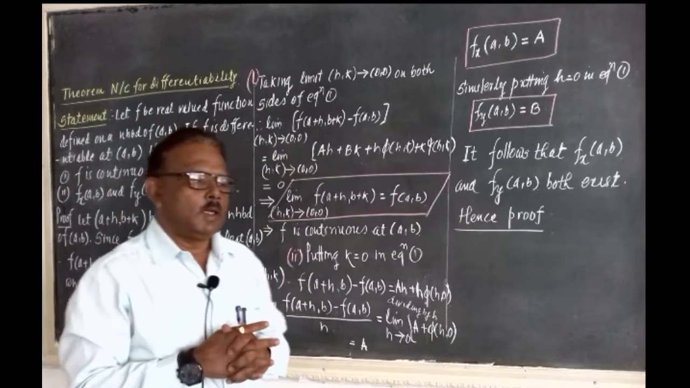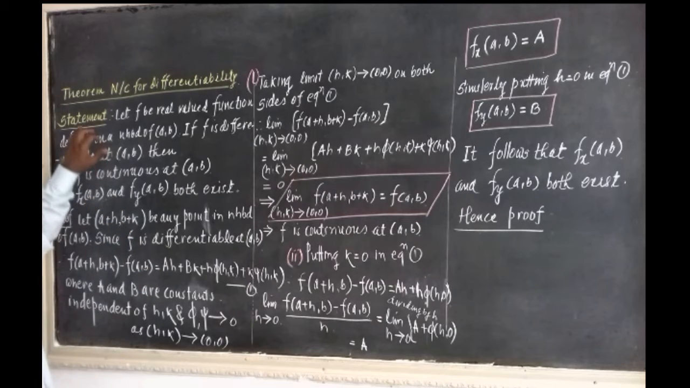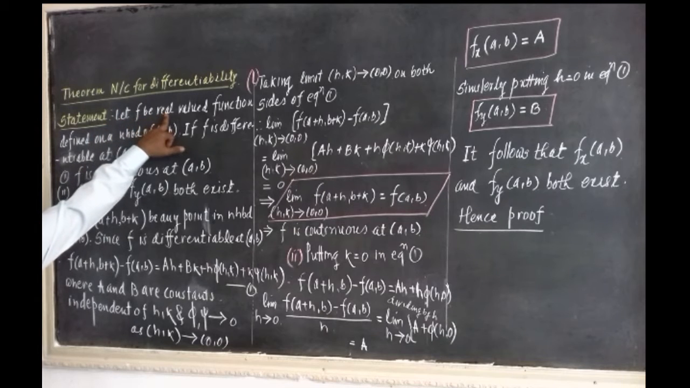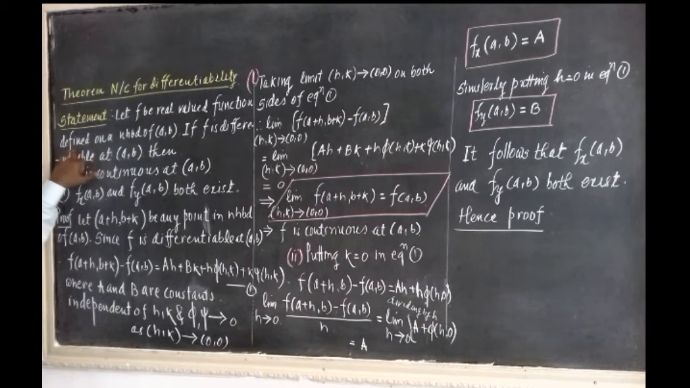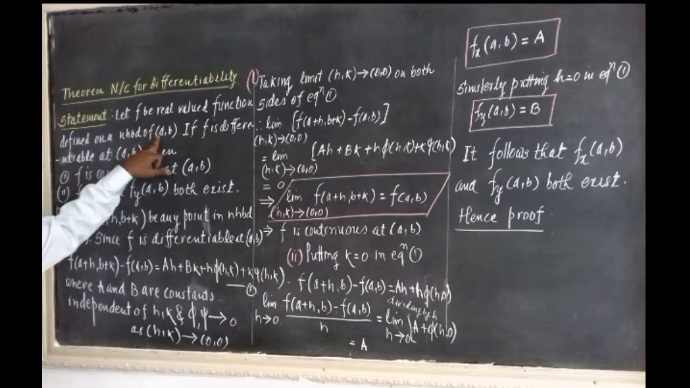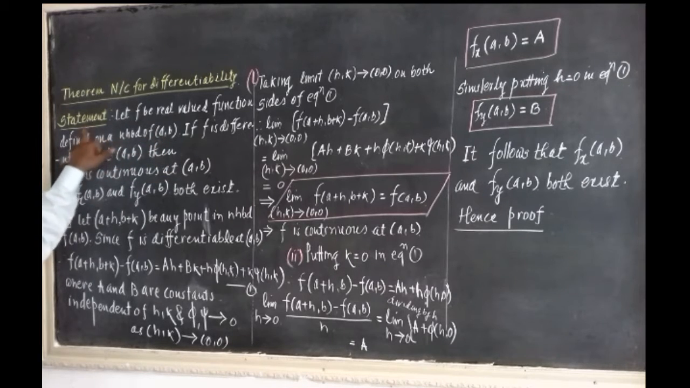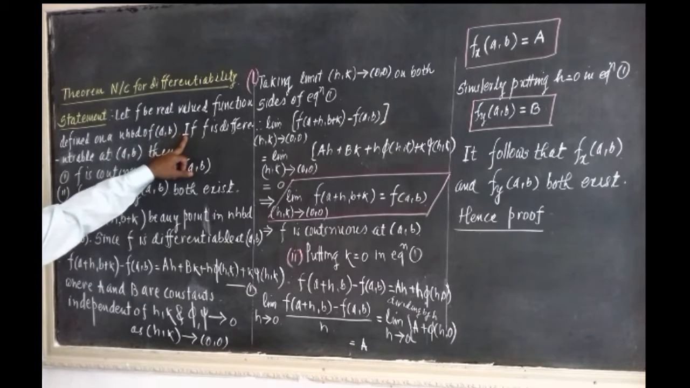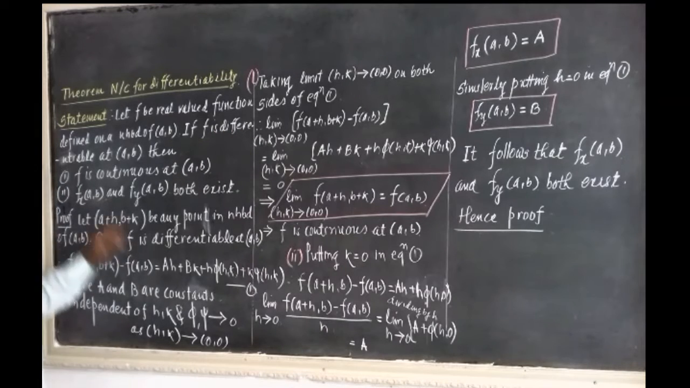We are stating here the necessary condition for differentiability. Here is the statement: let f be a real valued function which is defined on a neighborhood of point (a, b). The point (a, b) is in the given region. The function is defined at that point (a, b) and in the neighborhood of (a, b), and that function f is differentiable at point (a, b).